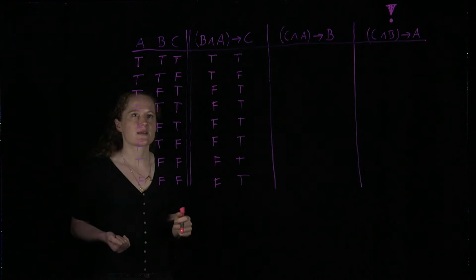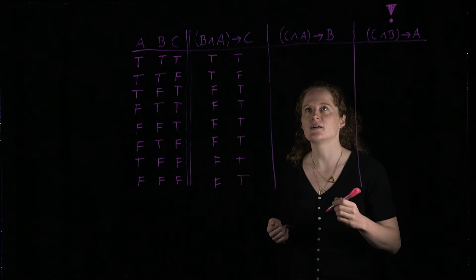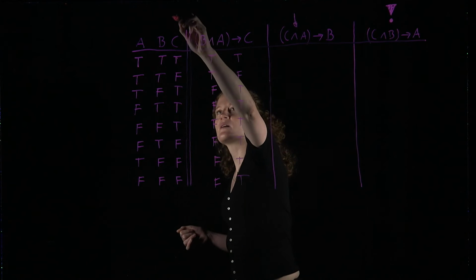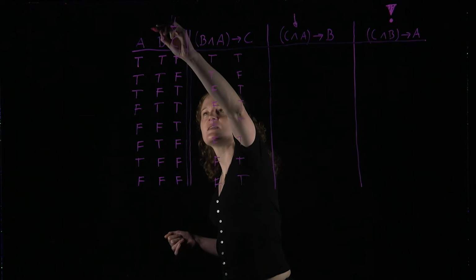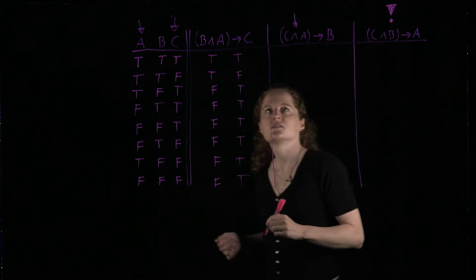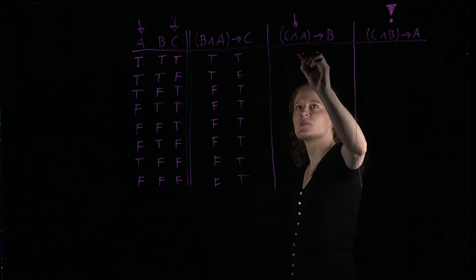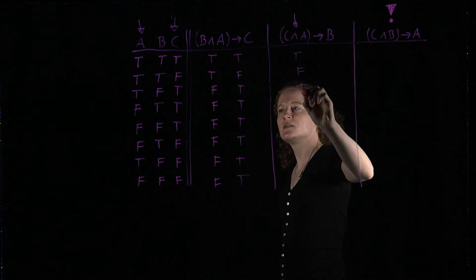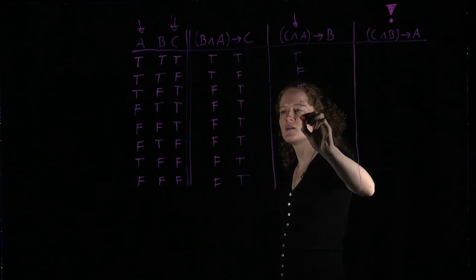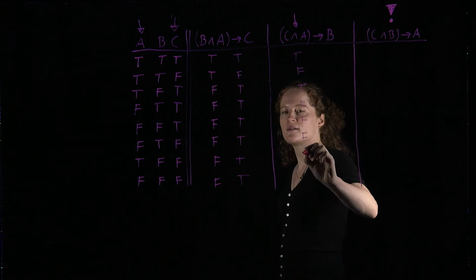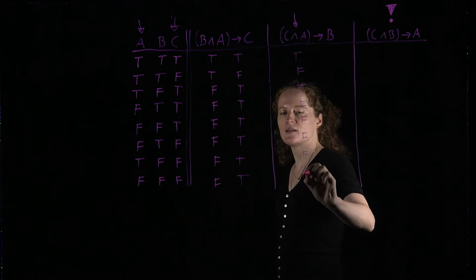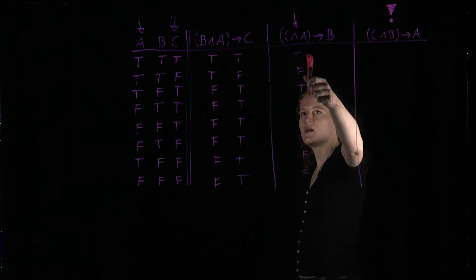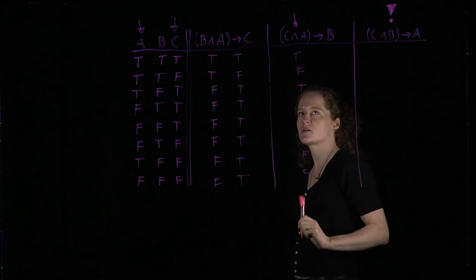Our second premise also is a conditional, so let's first assess the antecedent. The antecedent is a conjunction, so we have to look at the truth values of C and of A to figure out the truth value of this conjunction. That is going to be T, F, T, F, F, F, F, and F. So the conjunction is only true in the first row and in the third row. In all other rows, the conjunction is false.